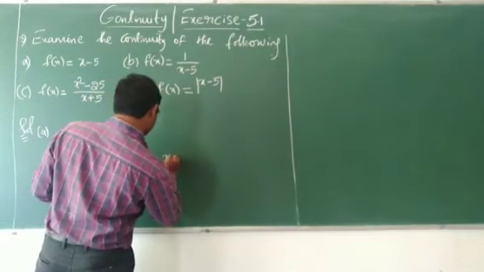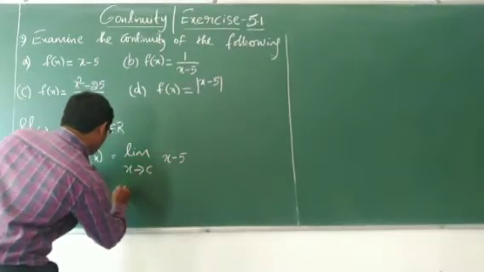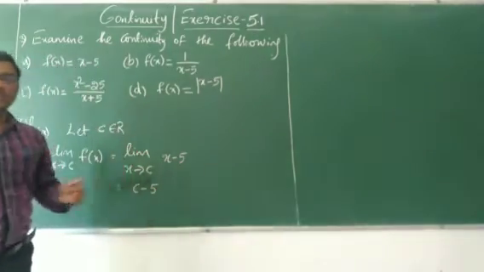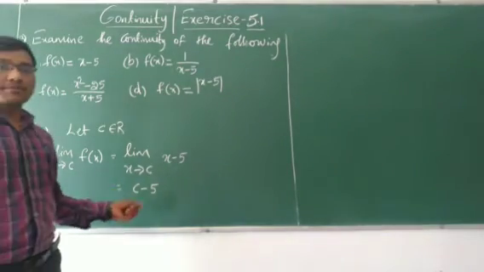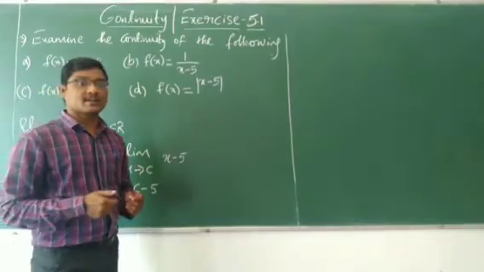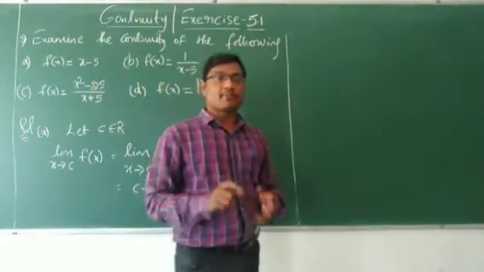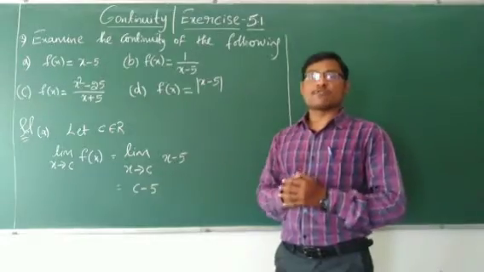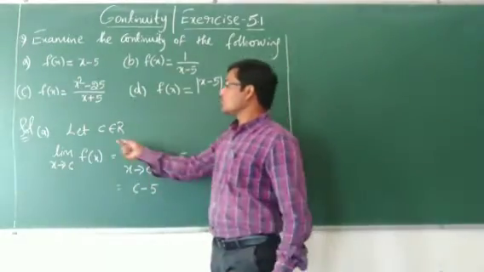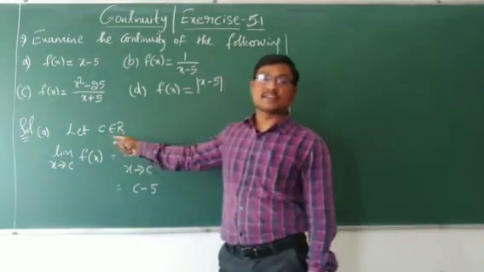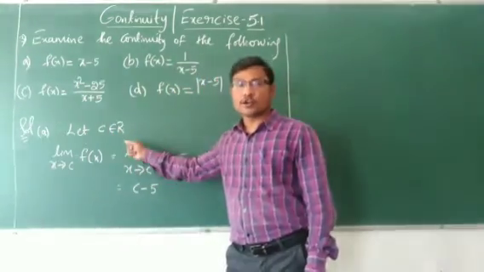Substitute this f of x, which is x minus 5, which is equal to C minus 5. In the previous class also we have done some problems like this. When we are given an interval, we will not take any particular point. What we should consider is a point C in the domain.